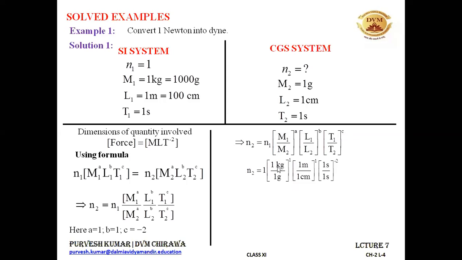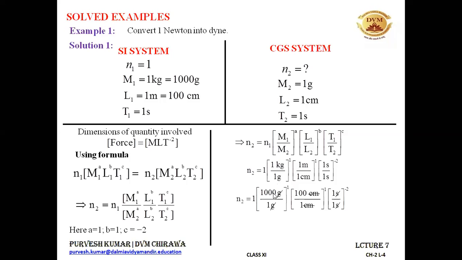Now 1 kg is equal to 1000 gram, so in place of 1 kg, I can write 1000 gram. In place of 1 meter, I can write 100 centimeters. That's the conversion I have done. So in the next equation, I can write it like this. In place of n1, I have written 1, because n1 was the numerical value given to us, which we need to convert, and it was 1.